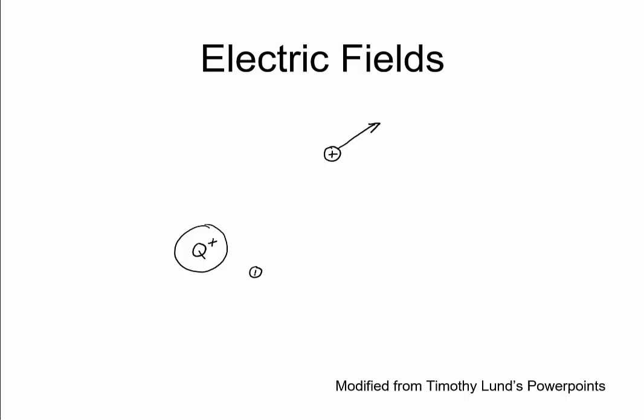It would be forced away because like charges repel. If that charge was here instead, it would feel a really big force away because it's much closer, so the force is greater. If it were way over here, the positive charge would be forced away in that direction, but that would be smaller. So these arrows are an indication of the direction and size of the electric field.